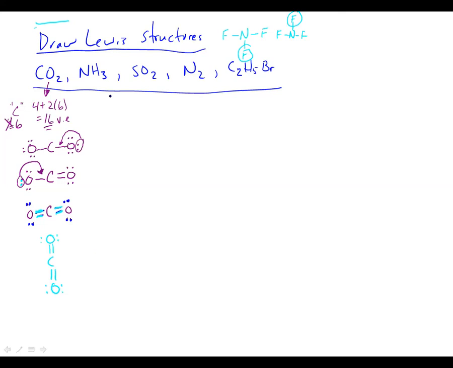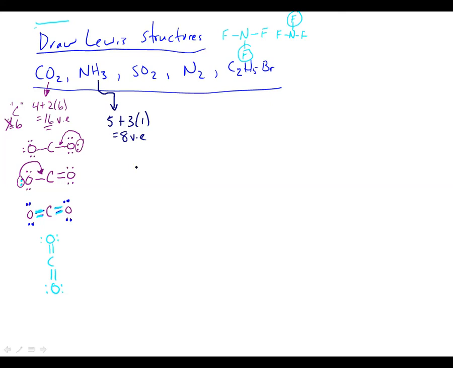All right, so let's take a look then at our NH3. So our nitrogen is group 5. Our hydrogen, there's 3 of them. Each of them is 1. That is 8 electrons when we draw this picture.